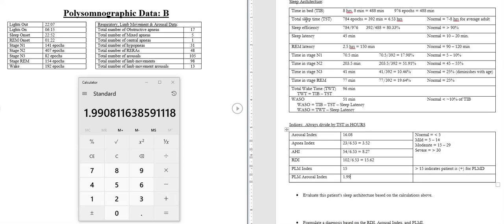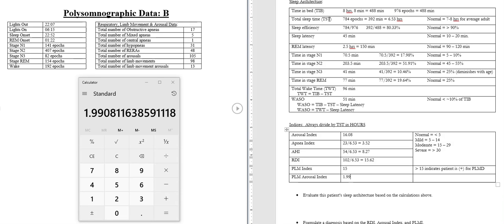So obviously we use total sleep time to do a lot of our numbers. We use it to figure out sleep. We use it in the calculations for sleep efficiency, for the percentages in the sleep stages, for your total wake time, for your WASO, and all your indices. So if you get total sleep time wrong, it can really throw you off for the rest of your calculations.